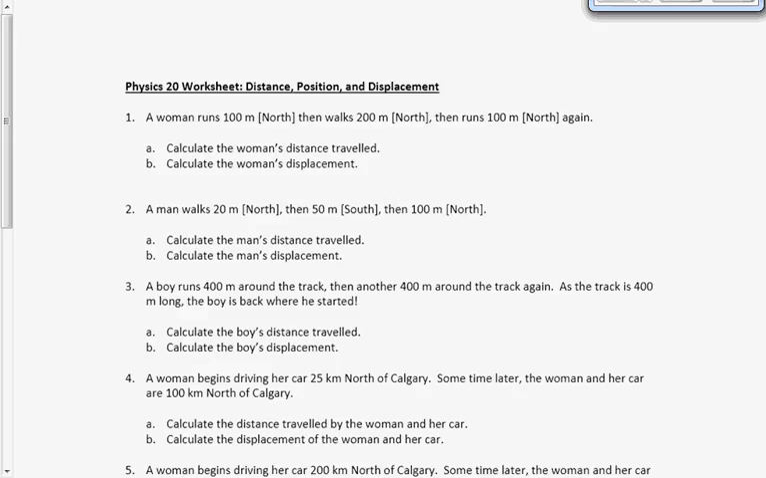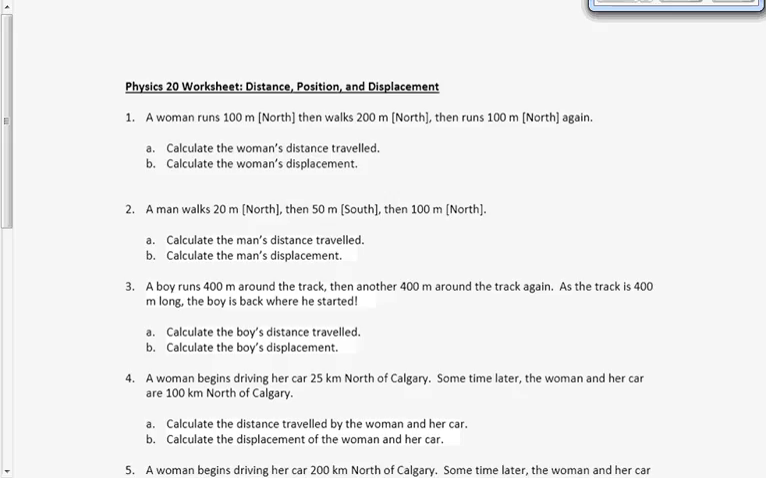There's a worksheet going around right now that does essentially what we just did on those 2 questions. Distance, position, displacement, distinguishing between the 3, finding the 3. Remember a couple of things. First of all, especially if you've got 2 different directions, north and south, right and left, east and west, something's got to be positive and something's got to be negative. Secondly, identify whether you've got displacements or you've got positions.